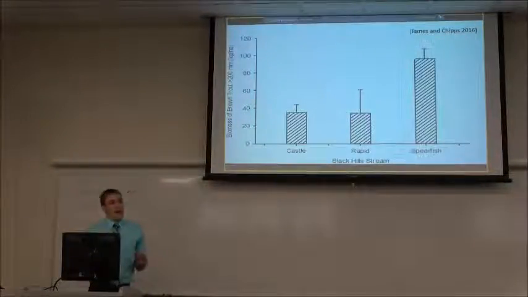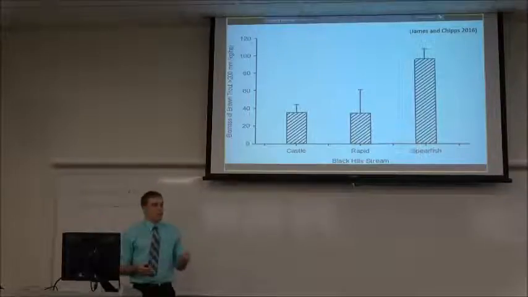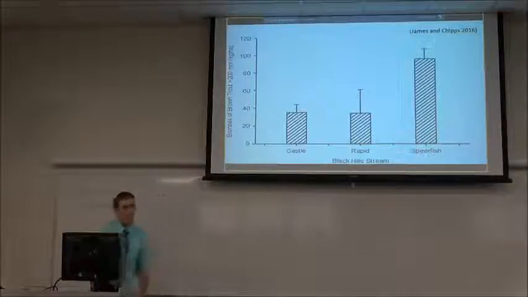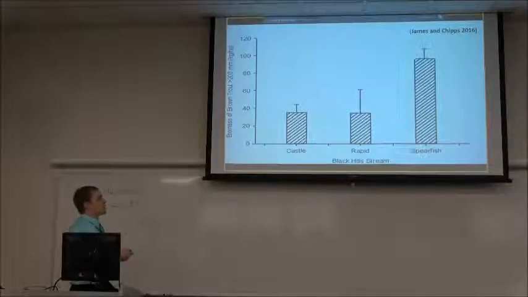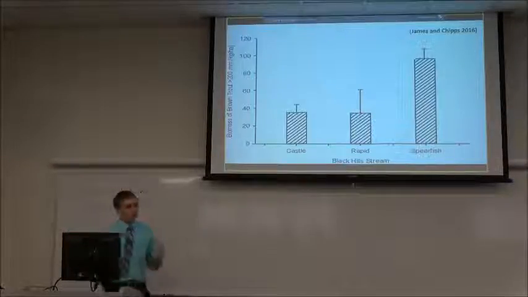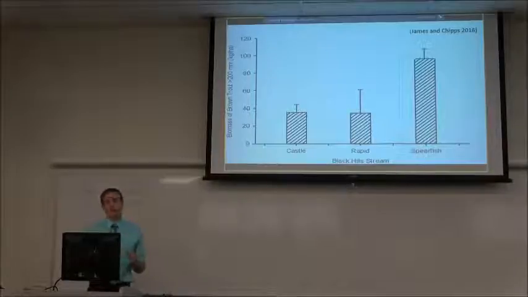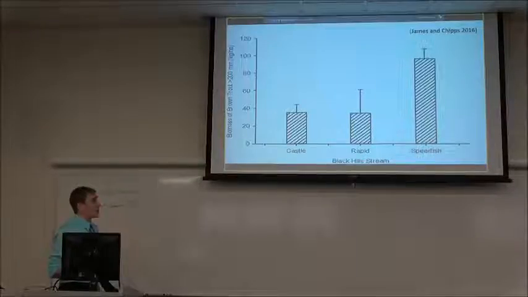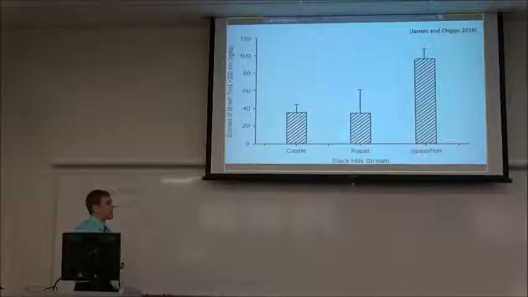Spearfish Creek's biomass is about 3 times greater than comparable Black Hills streams. As you can see here, Castle and Rapid are also Black Hills trout streams. And this is biomass of adult brown trout, so we're talking trout over 200 millimeters. It's very clear that there's a very big disparity in abundance here, with a higher abundance of adult brown trout in Spearfish Creek.